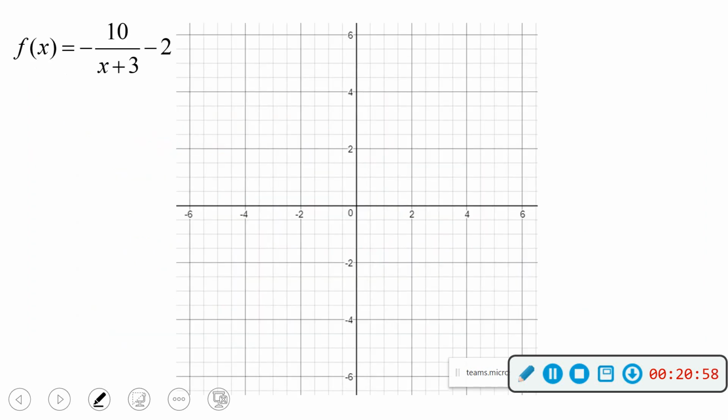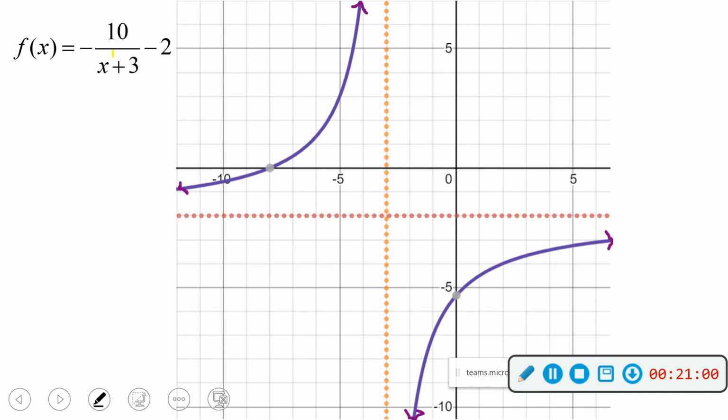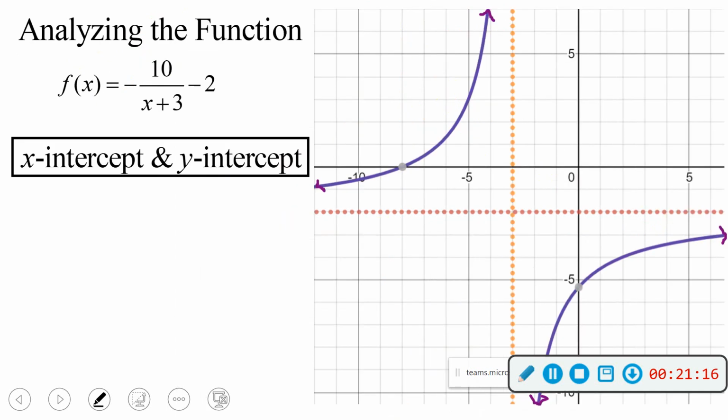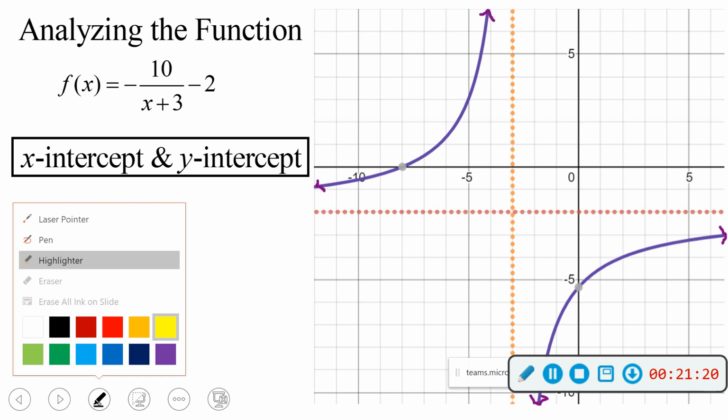So we already know that, and we can already see that when I set this equal to 0, I come up with x equals -3. And this part in back is the y equals -2. And we can see the negative sign doesn't have it over here anymore. It's now in purple. And this 10 makes it further from these asymptotes. Okay? Let's analyze this together. So, do we see some x and y intercepts?